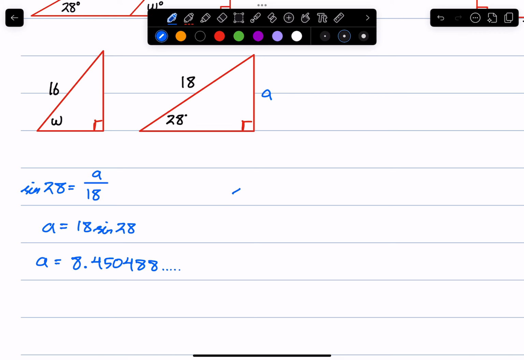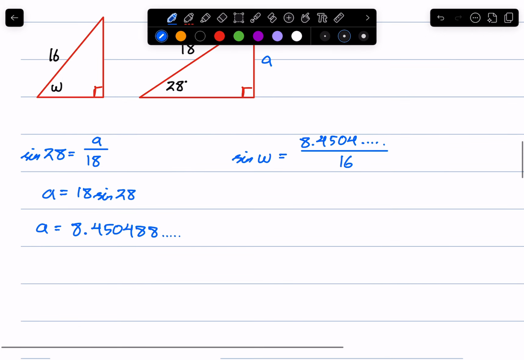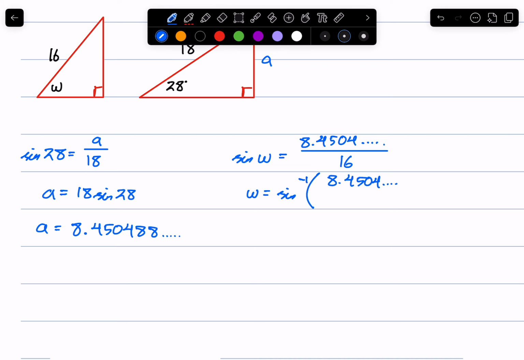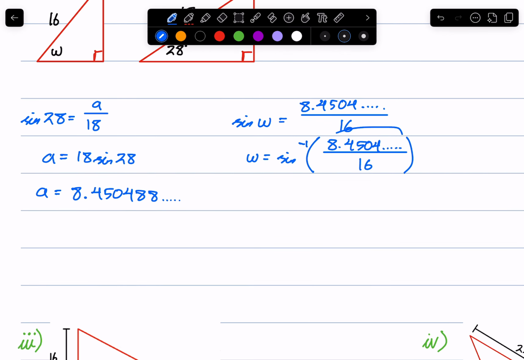So let's type this in again. It'll be sine W equals A, which is this length here. So A is 8.4504 over 16. And remember, to find a missing angle, we need to take the inverse trig of this ratio. So W equals sine inverse of 8.4504 all over 16. So that is now what we're going to type in.